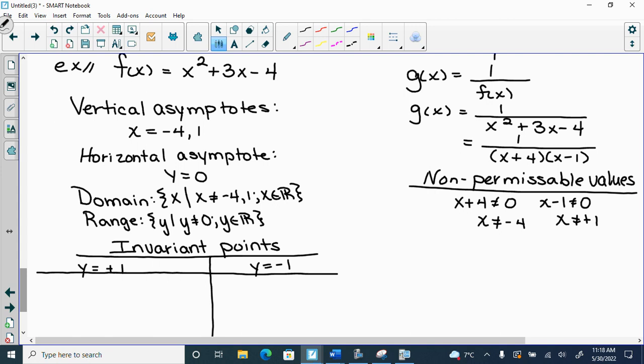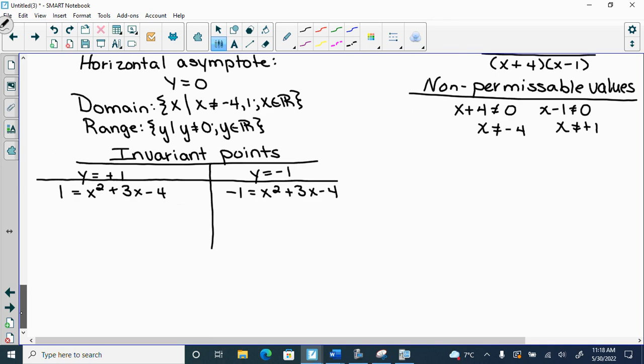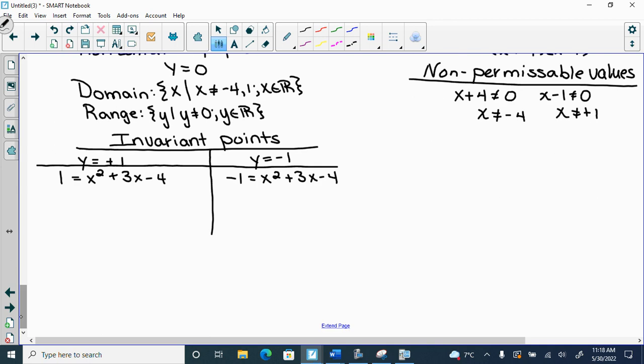And we still use our original. Our original is f of x equals x squared plus 3x minus 4. But now I'm going to get 1 equals x squared plus 3x minus 4. And I'm going to get negative 1 equals x squared plus 3x minus 4. And what's the issue with quadratics? You have to get everything to one side, set equal to 0, and factor or use the quadratic formula every single time, correct? So this lesson couldn't be taught before quadratics. You would have to know quadratics first.